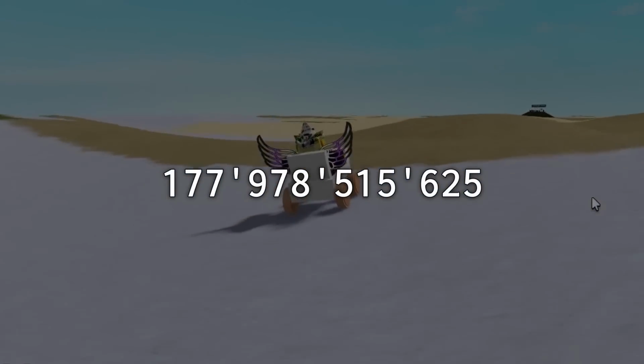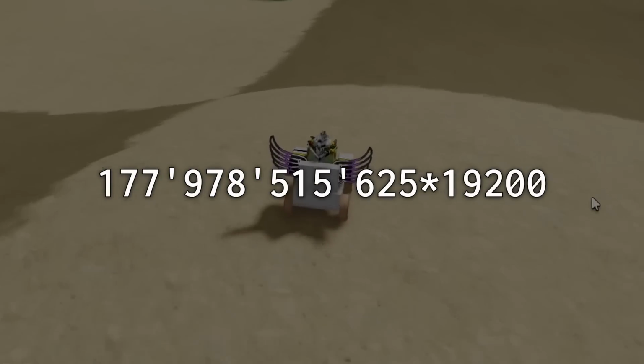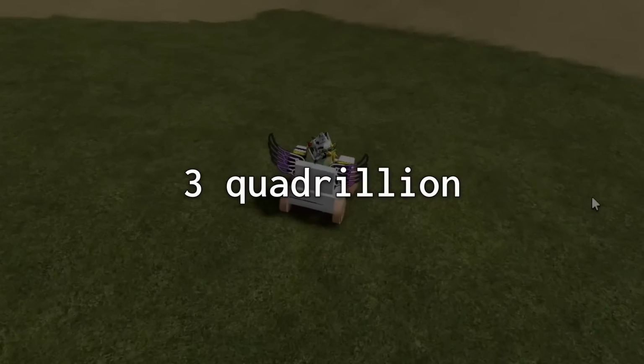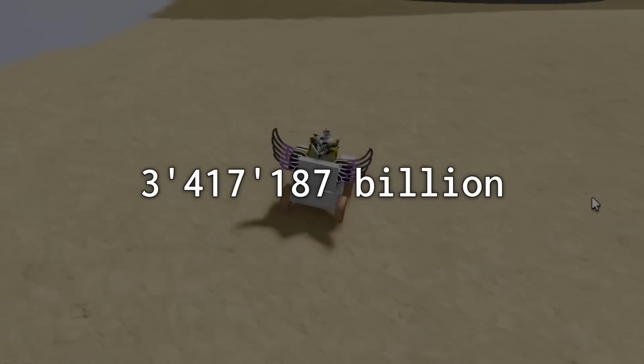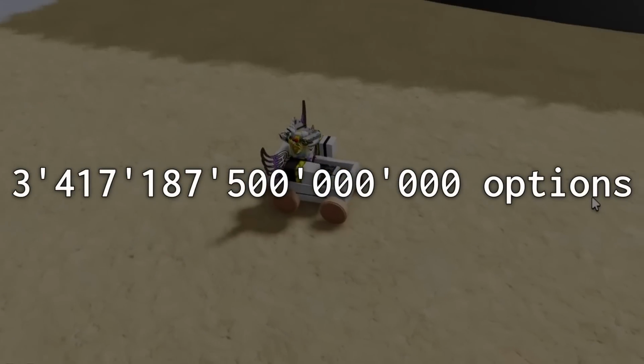177,978,515,625 options for skin tones alone. Multiplied by proportions gives you a total of 3,417,187,500,000,000 options for this category.